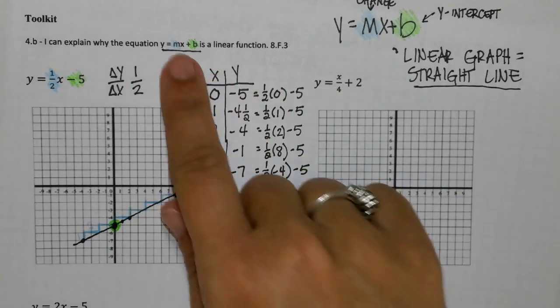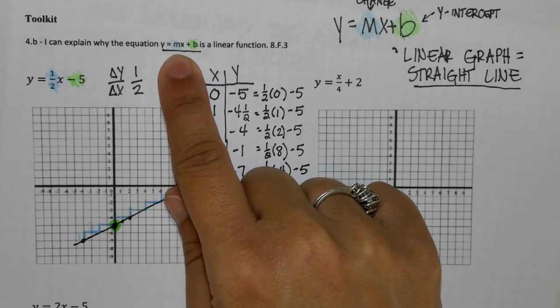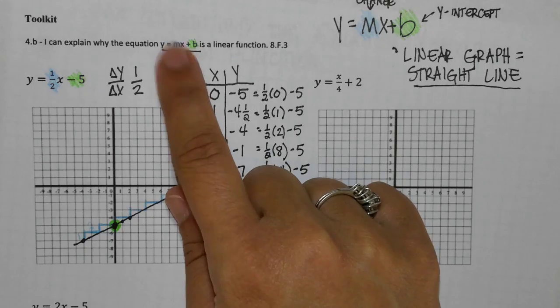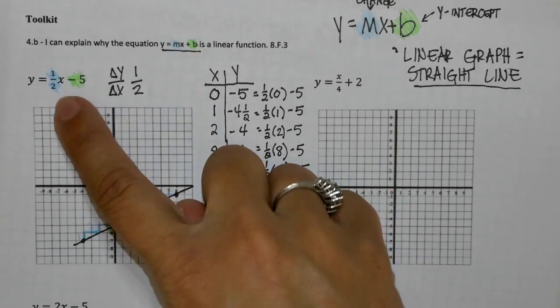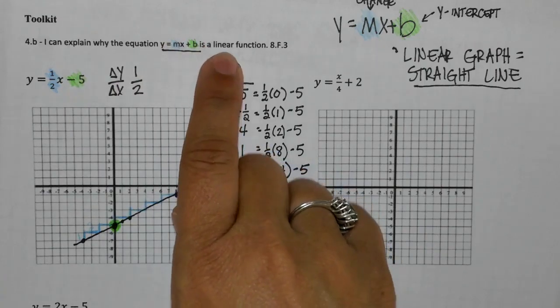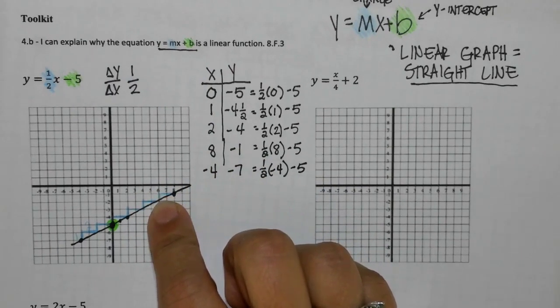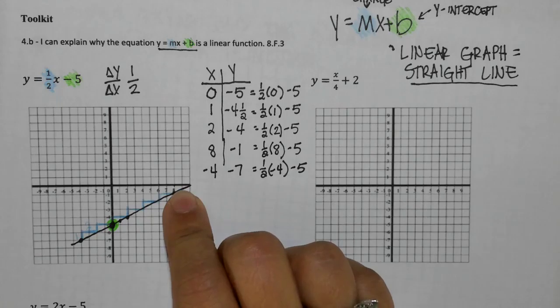So we've got to decide if it continues to go down to this equation y equals mx plus b, where I can find the rate of change. The rate of change here was 1/2, and I can find the y-intercept, and the y-intercept here was -5, then it must be linear because that's going to have a constant rate of change and therefore make a straight line.